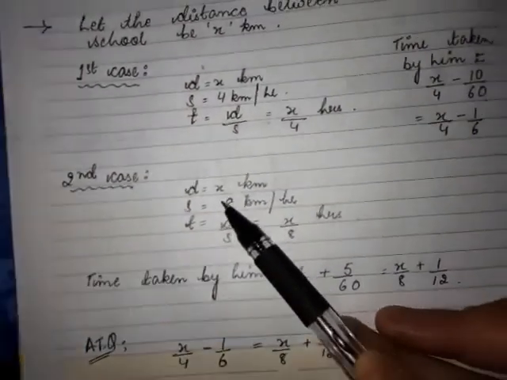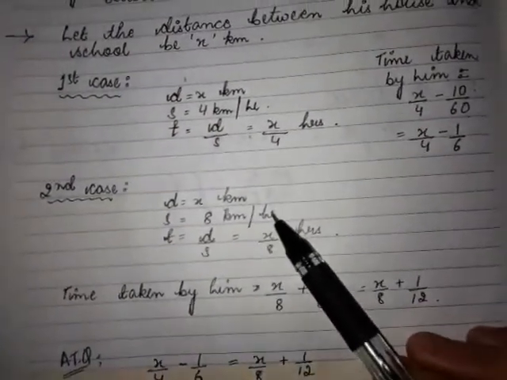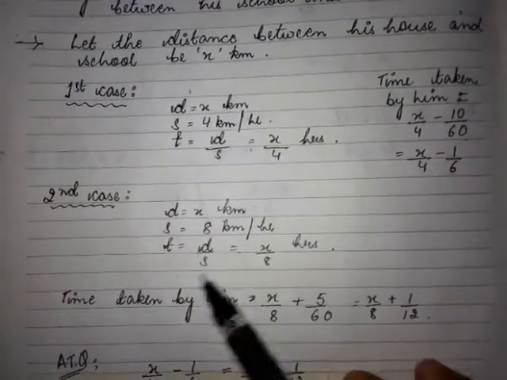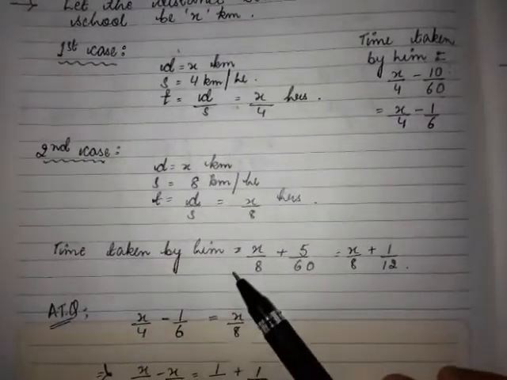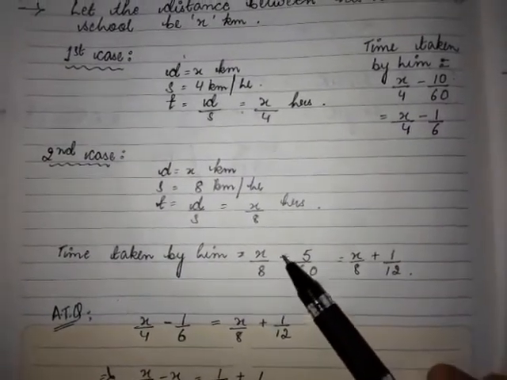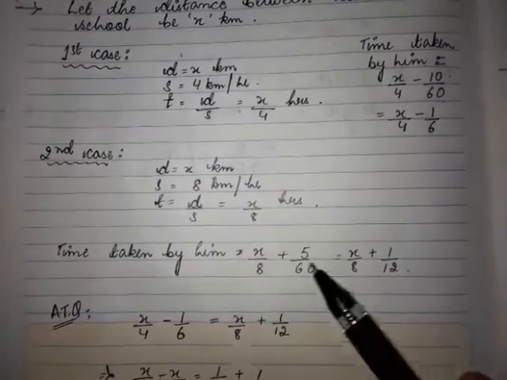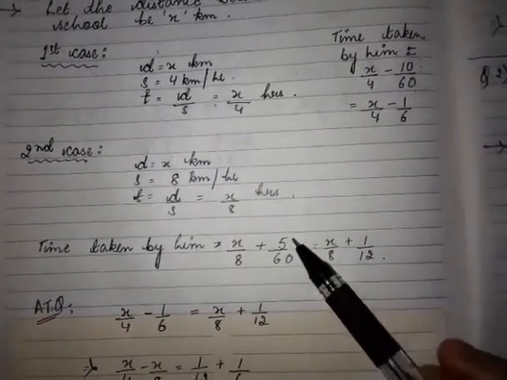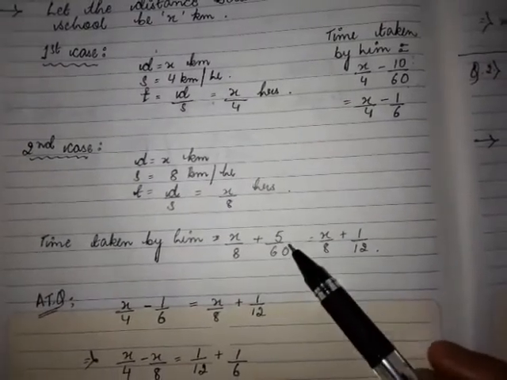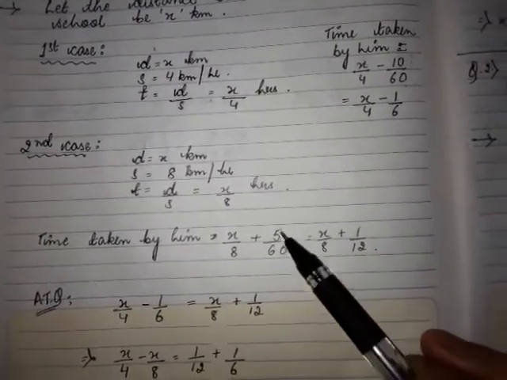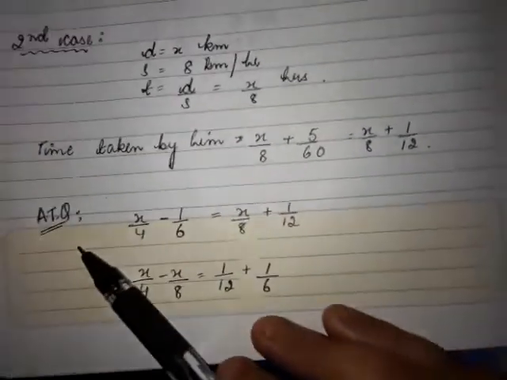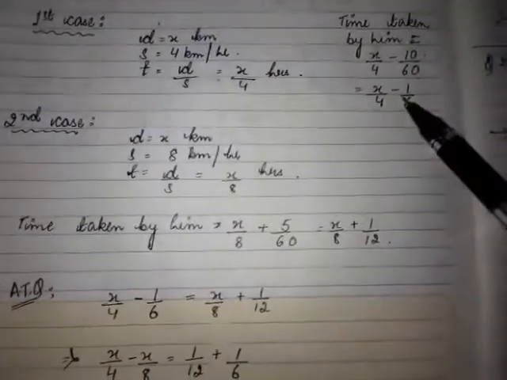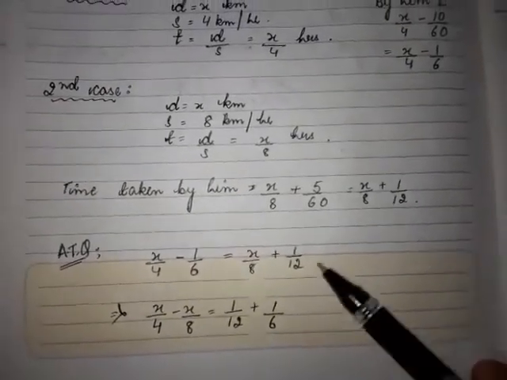The second case says the distance is x kilometer, the speed is 8 km per hour, the time is equal to distance by speed, we know the formula, and in this case the distance is x and the speed is 8. Again, in the second case it says that he reaches the school 5 minutes early, so we add 5 minutes to the usual time taken. Again the 5 minutes is converted into hours, so we write the fraction 5 by 60. We simplify it and we get 1 by 12 because 12 fives are 60. So now we can write x by 8 plus 1 by 12. According to the question, we have two equations now. The first equation of the first case, x by 4 minus 1 by 6, and the second equation of the second case, x by 8 plus 1 by 12.